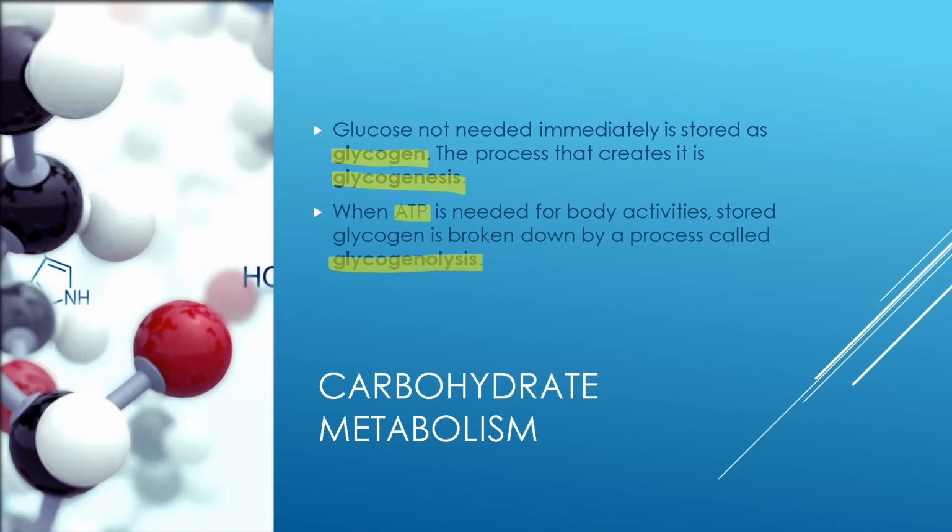So don't confuse glycogenolysis, which is the breakdown of glycogen into glucose, with glycolysis, which is those 10 reactions that convert glucose into pyruvic acid. So when we're talking about glycogenolysis, this is going to be glycogen being broken down into glucose so that it can be used for metabolism.